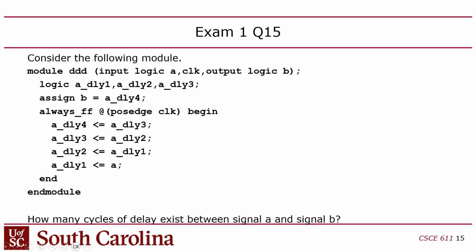Now, A delay 4 gets put into B immediately, because that's combinational logic. So that assign statement does not add a 5th cycle. It adds 0 cycles because it's combinational. As soon as A delay 4 updates, then B will update immediately. It'll activate that always. So 4. Answer is 4 cycles. So this is just a classic shift register. Takes 4 cycles to work its way through. Okay, any questions?